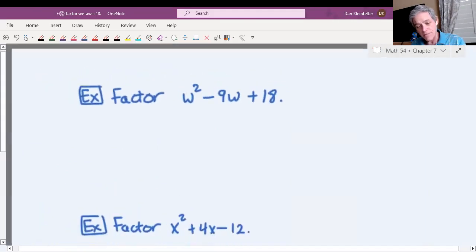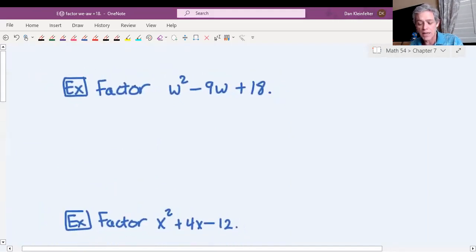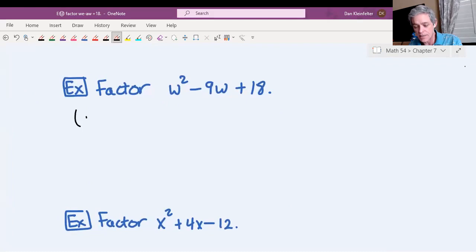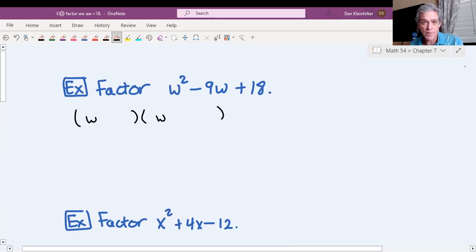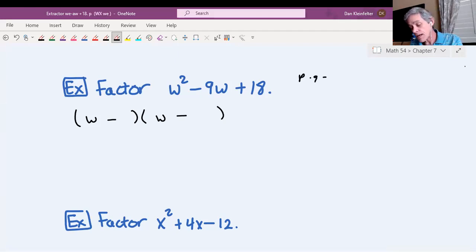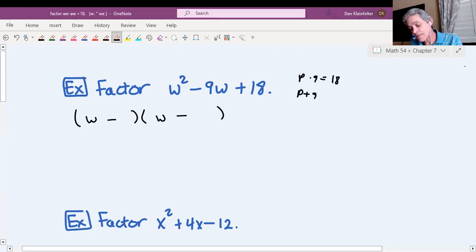Okay, this one we've got some w's. W squared minus 9w plus 18. So we have a pair of parentheses. W's this time, same sign. We've got a plus in the back so they're going to be the same sign. And in front of the 9, we have a negative, so it will be both negative. We're looking for two numbers that multiply to be 18, and they have to add up to be negative 9.